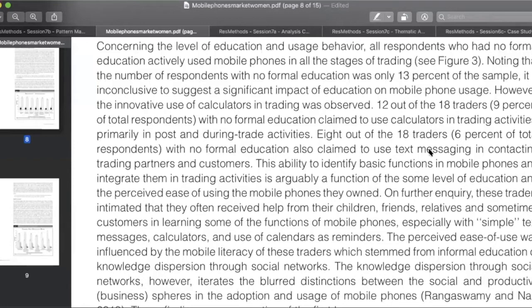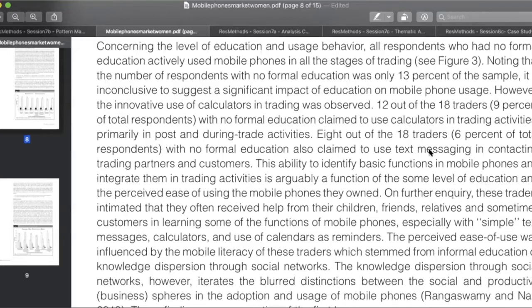Noting that the number of respondents with no formal education was only 13% of the sample, it is inconclusive to suggest a significant impact of education on mobile phone usage. Do you understand? The number is too small for you to do a statistical test of significance here. So let's continue.